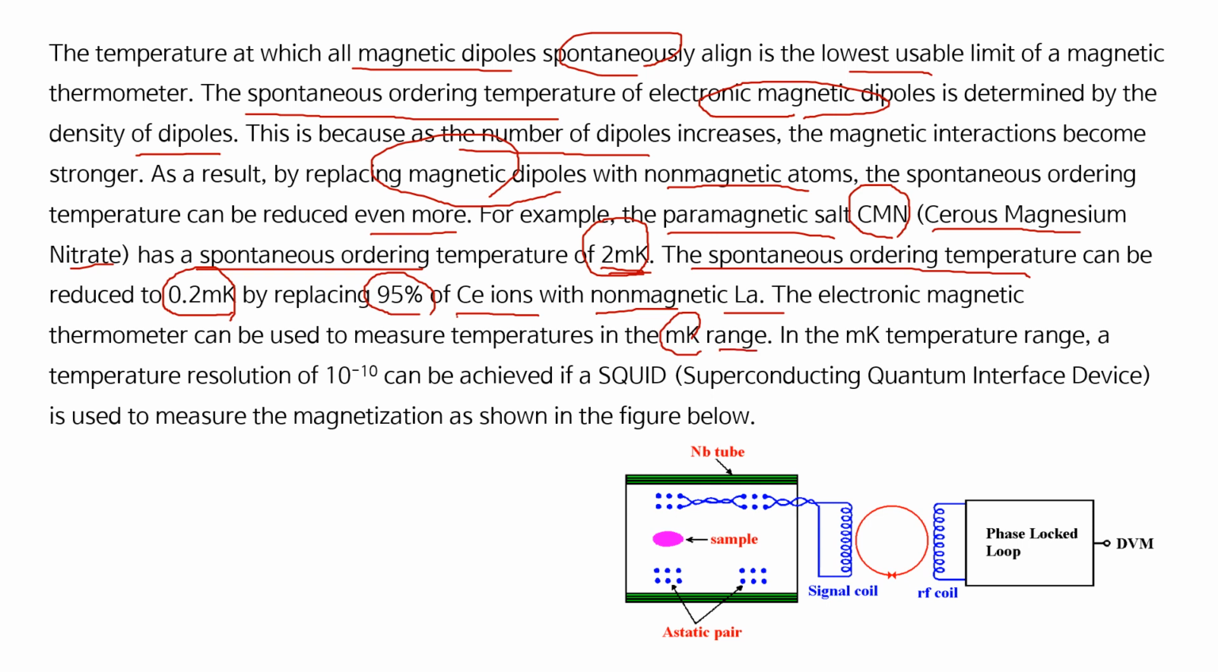In the millikelvin temperature range, a temperature resolution of 10 to the minus 10 can be achieved if a SQUID, superconducting quantum interference device, is used to measure the magnetization as shown in the figure. If we use the SQUID, then the resolution can be about 10 to the minus 10.